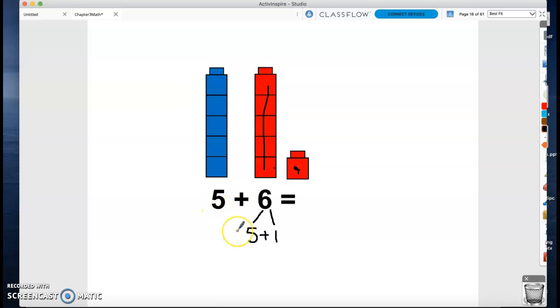Now, I still have my 5 blue. So, I see a doubles fact. I see 5 plus 5. I know 5 plus 5 is 10, but I still have that extra 1, so I'm going to add the extra 1 in, so I know that 10 plus 1 is 11. So 5 plus 6 equals 11.